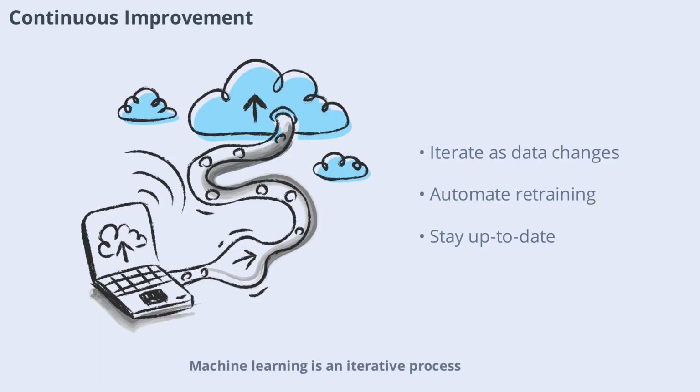Machine learning is an iterative process. As new data arrives or requirements change, revisit your models, retrain, and refine. Set up monitoring and automated retraining to keep your solutions up to date. Continuous improvement is the hallmark of successful machine learning in production.